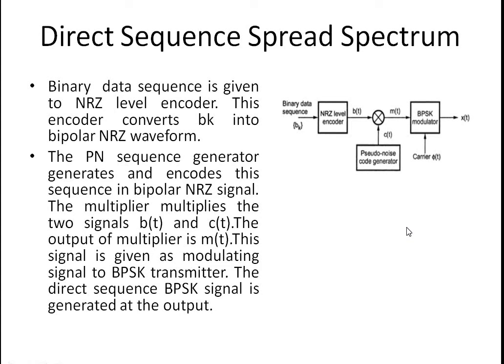This is the block diagram of direct sequence spread spectrum. The binary data sequence is given to the NRZ level encoder. This encoder converts the data into a bipolar NRZ waveform, and the PN sequence generator generates and encodes its sequence into a bipolar NRZ signal. The multiplier multiplies these two signals, b(t) and c(t). The output of the multiplier is m(t), which is given to the DPSK modulator to get the direct sequence DPSK signal.